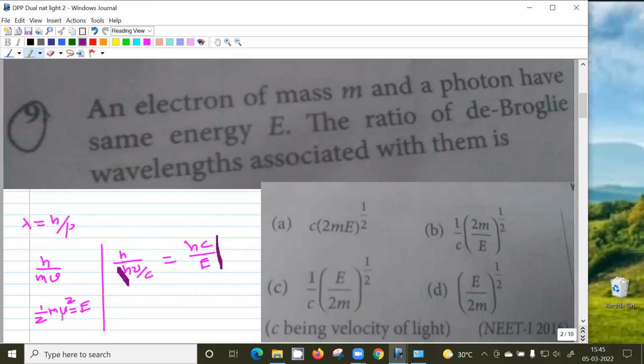Okay, so from this I can write v in terms of E. So v is square root of 2E by m. Okay, so I will take the ratio of h by mv, with v replaced by square root of 2E by m, and then use this ratio to calculate. Solve it now.